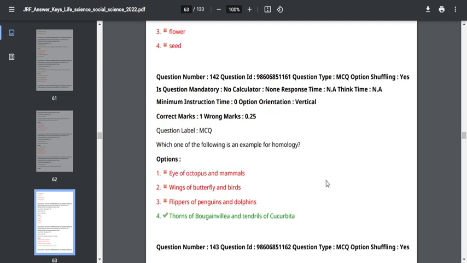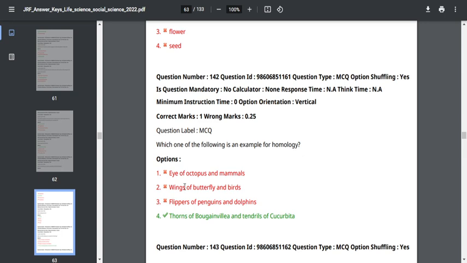So which one of the following is an example of homology? It is thorns of Bougainvillea and tendrils of Cucurbita. Homologous organs have different functions and different structures, but they have a common origin. Both plants' structures are modified branches present in the axil of a leaf. Thorns have a function to protect the plant from invaders, and tendrils have a different function, like climbing. So they originate from a common structure.